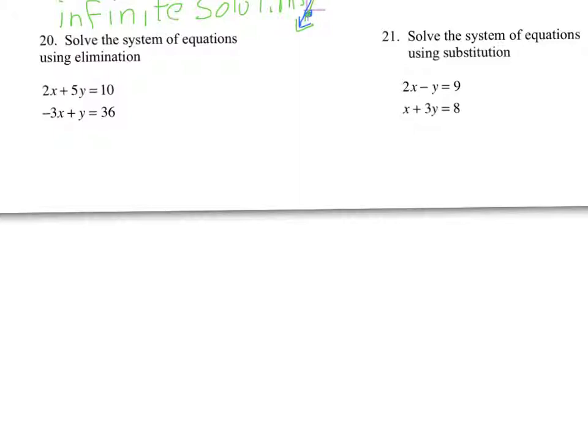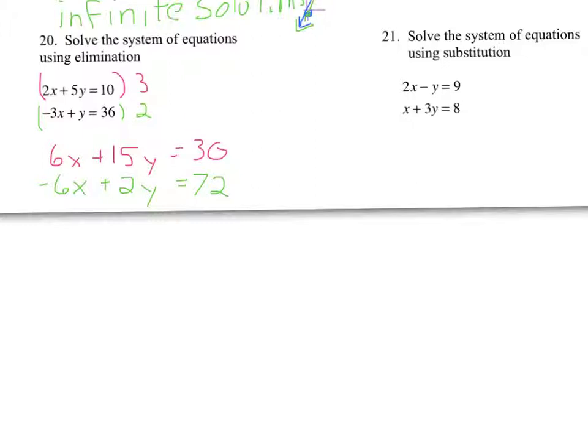So since 2 and 3 both go into 6, I want the x values to become a 6. So I'm going to multiply the top equation by 3 to get 6x plus 15y equals 30. And I'm going to multiply the bottom equation by a 2. So I have negative 6x plus 2y equals 72.